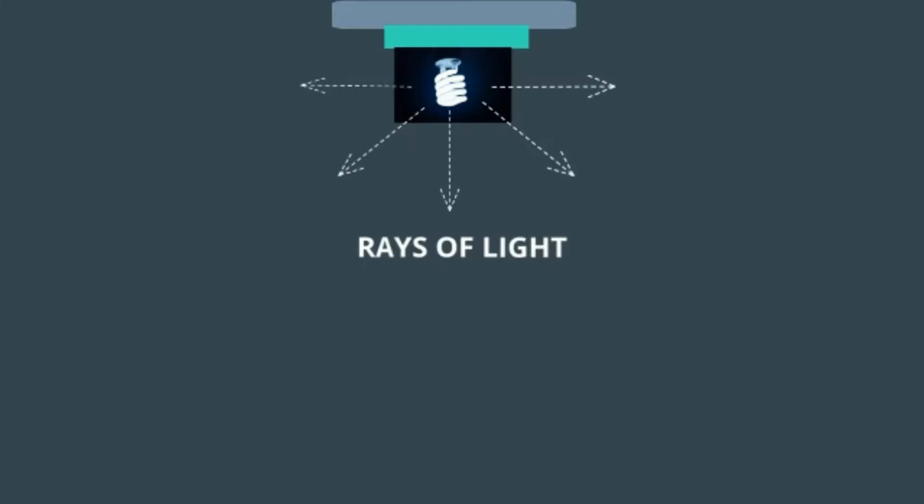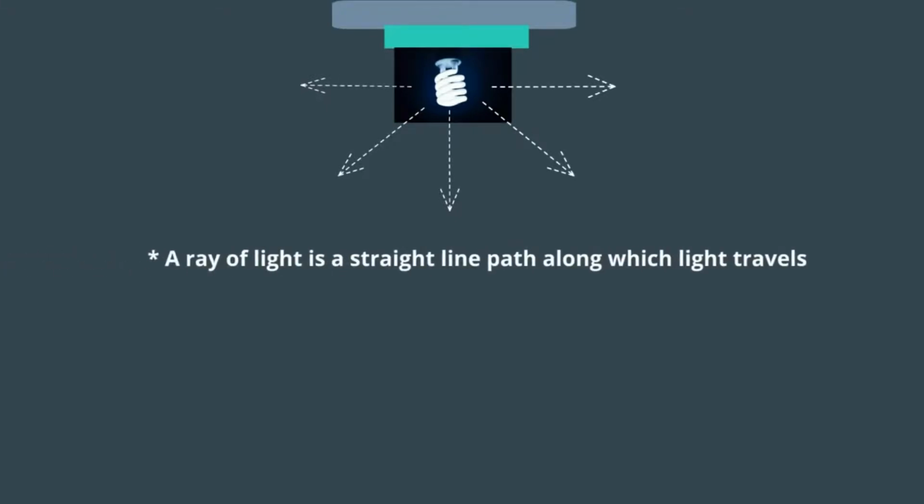Here is how we define a ray of light. Consider a fluorescent bulb which is glowing. It is emitting light in all directions. So all these arrows represent various paths along which the light is traveling. These arrows are what we call the rays of light. Here's how we define a ray of light. A ray of light is a straight line path along which the light travels.